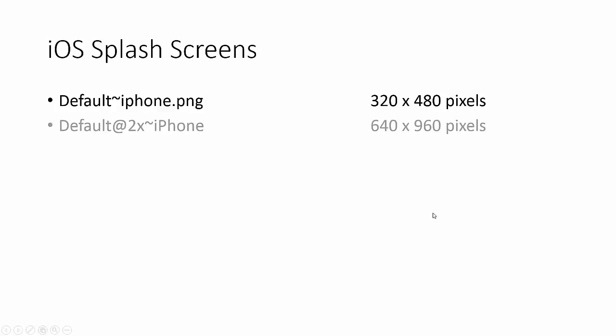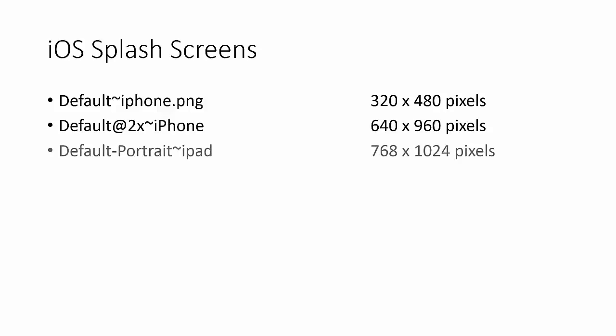Now we move on to the iOS splash screens that we need for this project. The first one is default iPhone.png at 320 by 480 pixels. This is for iPhones and iPods that have a non-retina display. The next one is the default at 2 times for iPhone, 640 by 960 pixels. This is again for iPhone and iPods, but with a retina display.